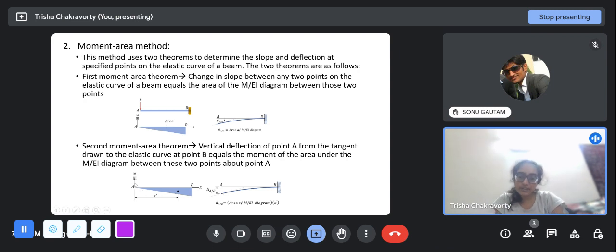So we have to take the area of this M by EI diagram between A and B about A. This x dash is the point where the triangular load has an equivalent application, at one third from the base. So if this was L, then this x dash will be 2 by 3 L, and we can find delta A slash B as the area of the M by EI diagram times x dash.